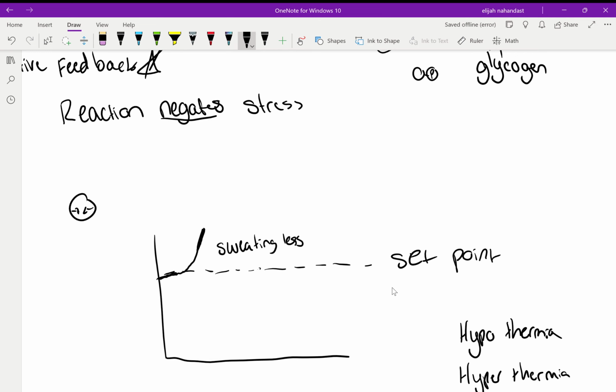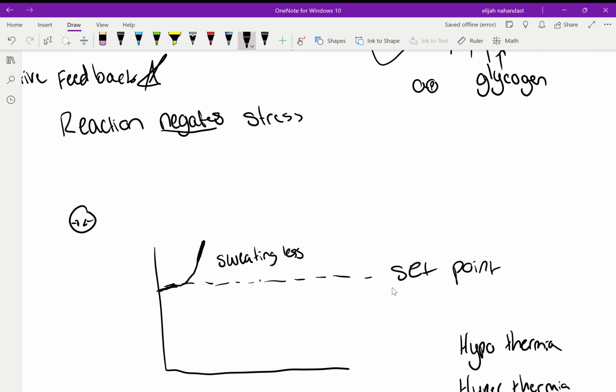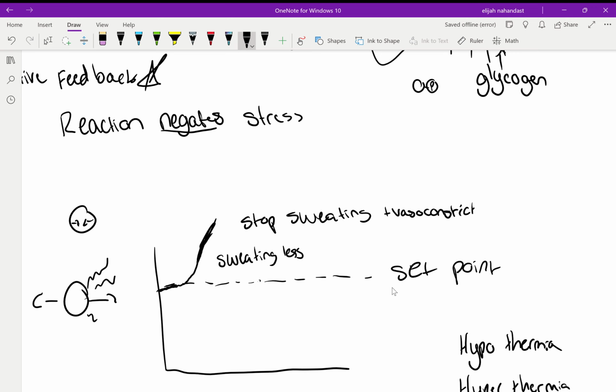Once they start shunting blood toward the middle of the body, as we talked about with negative feedback for high temperature, we know that in the skin our vessels vasodilate, meaning they increase in size. By increasing in size, they can give off more heat, which allows us to cool ourselves. But once they start vasoconstricting, we stop sweating. At a point, you're going to stop sweating completely. So we stop sweating, we're vasoconstricting in the skin, and we're just continuing to deviate from that set point.